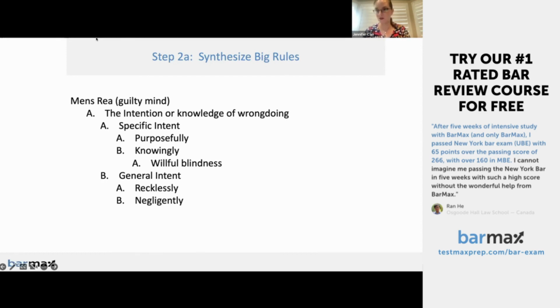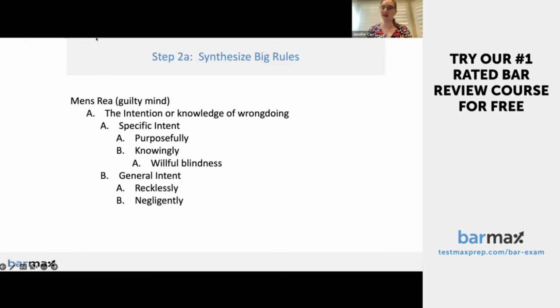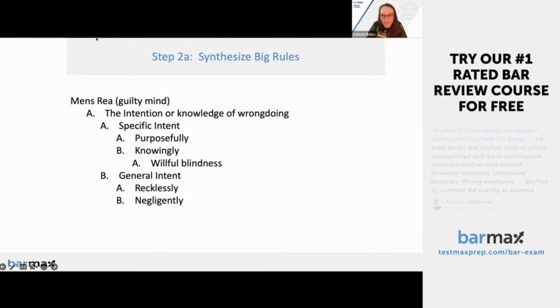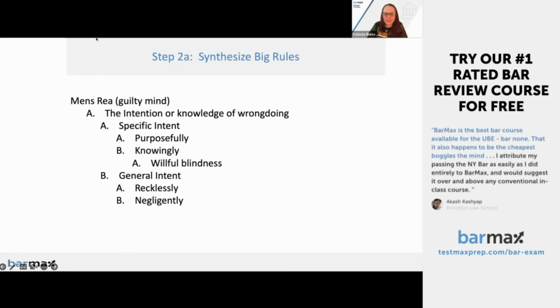I think Visio is one of those charting softwares, right? I am not technologically capable enough to use it, so I will defer to Celeste, who may have used it. No, I've used a couple of things because in my BarMax office hours, I try to come up with new formats, and I've done flow charts, and I've done a Glyphy, which was a mind map, but I haven't used Visio. But if it works for you, use it.